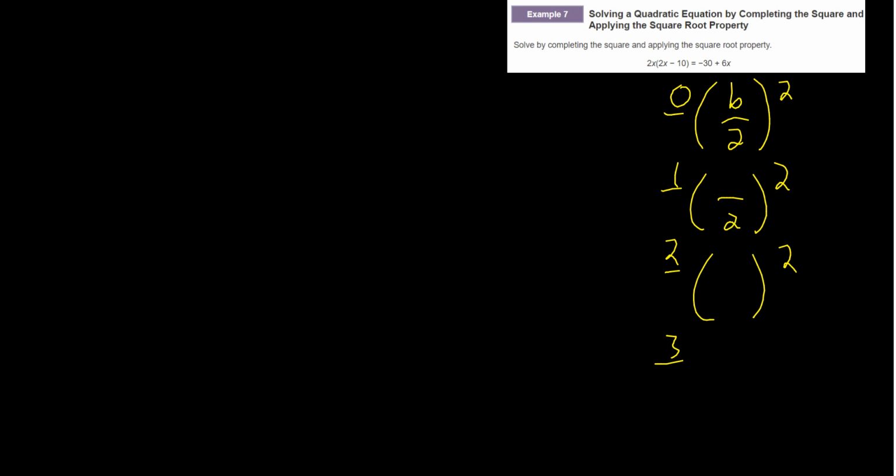Okay, so I went and put my algorithm in. Now I said we're gonna have to do some cleaning up, so let's go ahead and begin this process. I'm gonna go ahead and distribute the 2x over this binomial there, so we're gonna have a 4x squared minus 10x. That's equal to a negative 30 plus 6x.